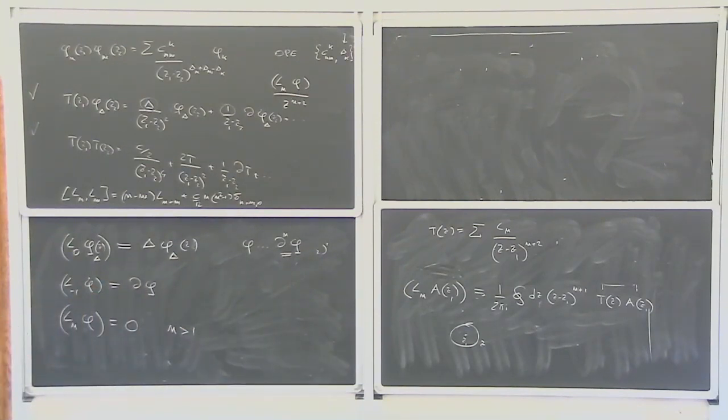But of course, how do I build up the representation? Representation means that I have a vector space such that any operation I do with the generators always gives another vector of this space. Nothing is left out. This is an irreducible representation.